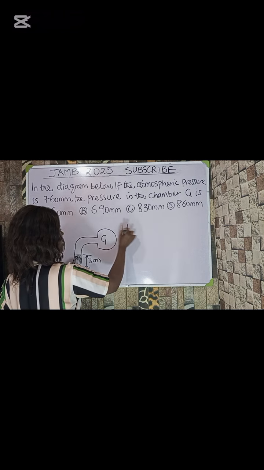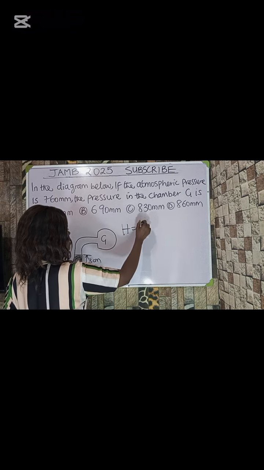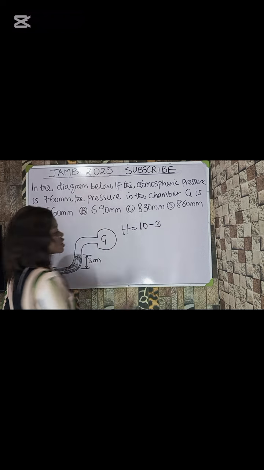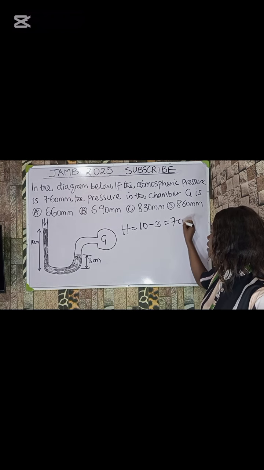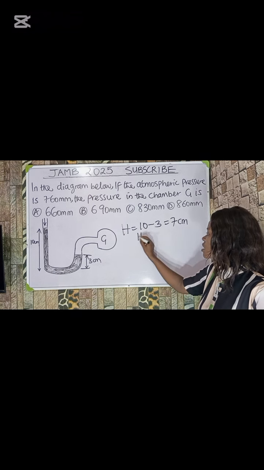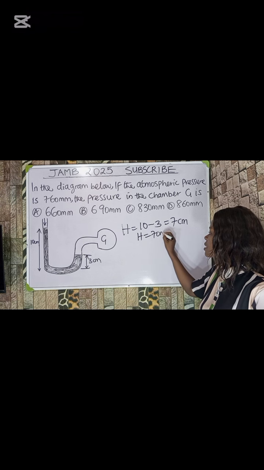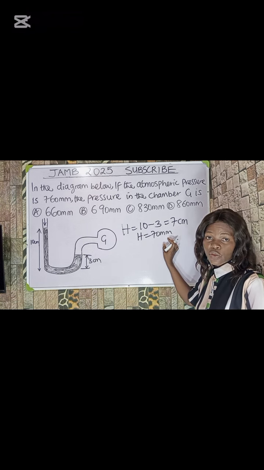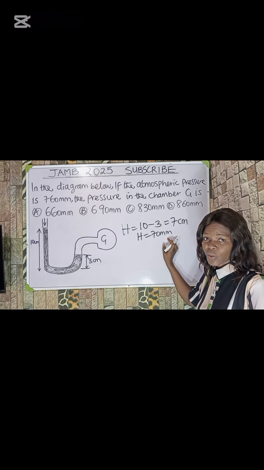So the height is equal to 10 minus what? 3. Going to give us what? 7. But this is 7 what? Centimeter. You need to convert it to millimeter simply by multiplying by 10 to give us what? H is equal to 70 millimeter. Why am I converting to millimeter? Because the atmospheric pressure is in millimeter.